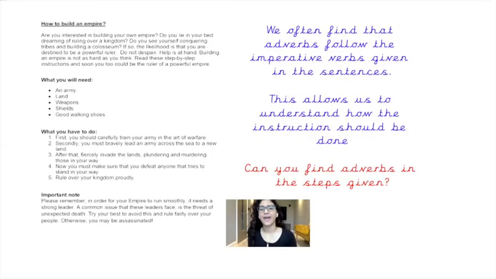Now, we often find that adverbs follow the imperative verbs given in the sentences, and this allows us to understand how the instruction should be done. So think about what an adverb is. Remember, it helps you to identify what to do with the verb that you're given. So have a look at the text map. Can you find the adverbs in the steps given? What I would like for you to do is put the adverbs that you have found onto Tapestry.